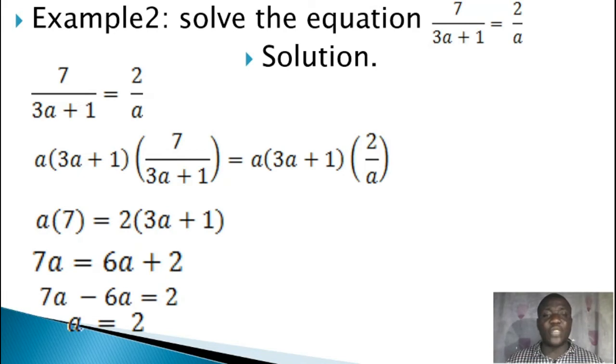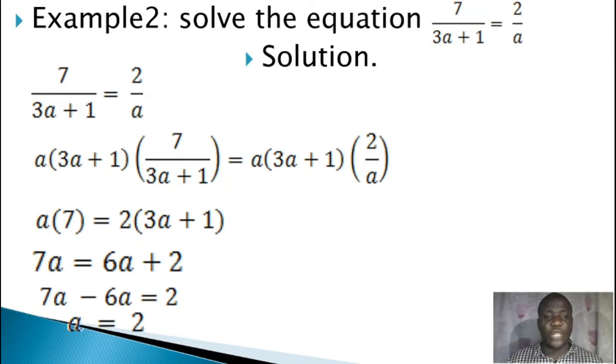So the next one is that we have another one, a open bracket 3a plus 1 open bracket 2 all over a. So this a will cancel the a, we will have 3a plus 1 remaining. So that simply means that it is 2 that we open the bracket of 3a plus 1. So we use a to multiply 7, we have 7a. Then we use 2 to multiply 3a, we have 6a. Then we use the same 2 again to multiply plus 1, we have plus 2.